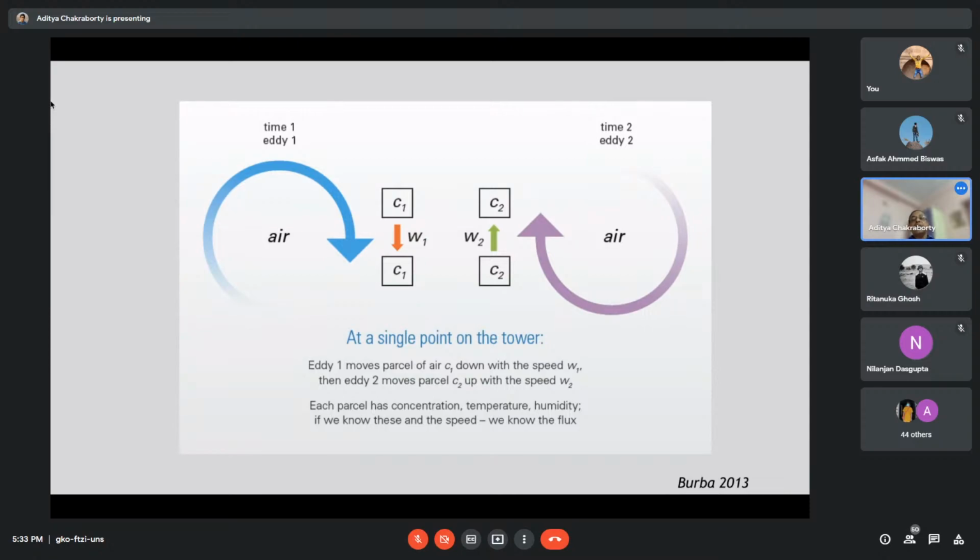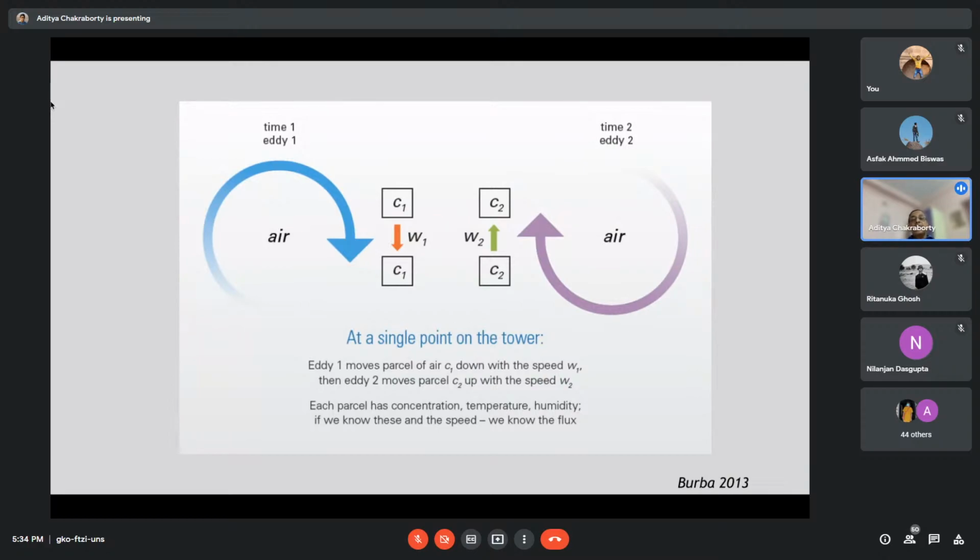Being carried means vertical wind, which is flowing from top to bottom, is carrying carbon dioxide from the atmosphere to the biosphere. And then at the next moment, the CO2 released through the process of respiration is carried from the biosphere to the atmosphere by another wind, W2. So this concentration is CO2.